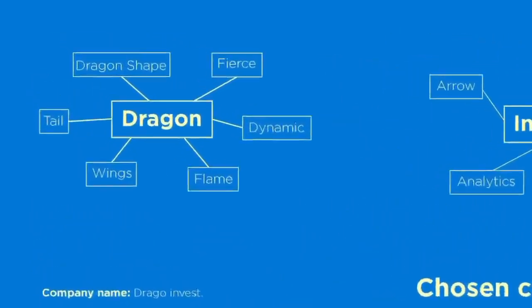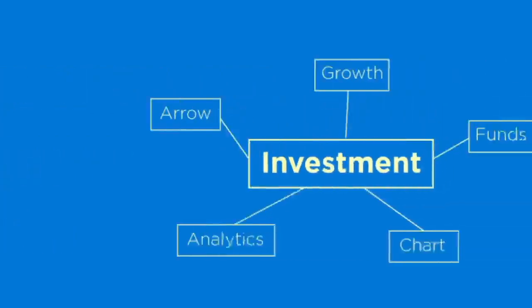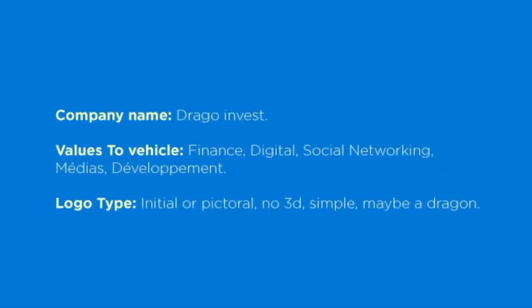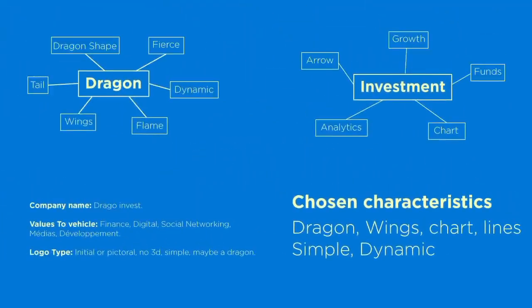My design process starts with mind mapping. I take the words associated with the logo, and find other associations. Then I combine them with the characteristics required by the client. Then I do my sketches based on these words.